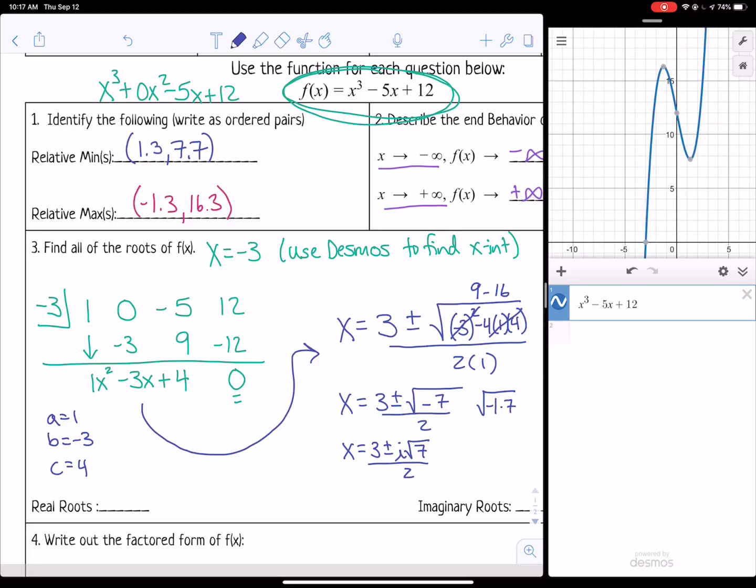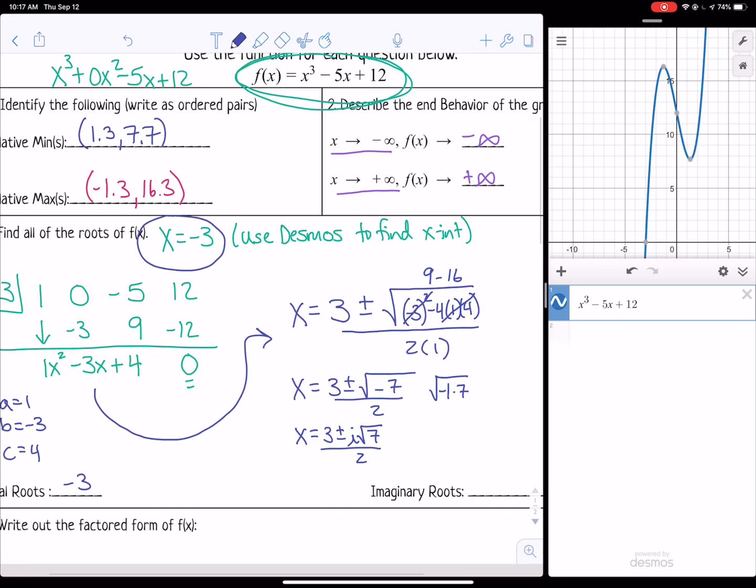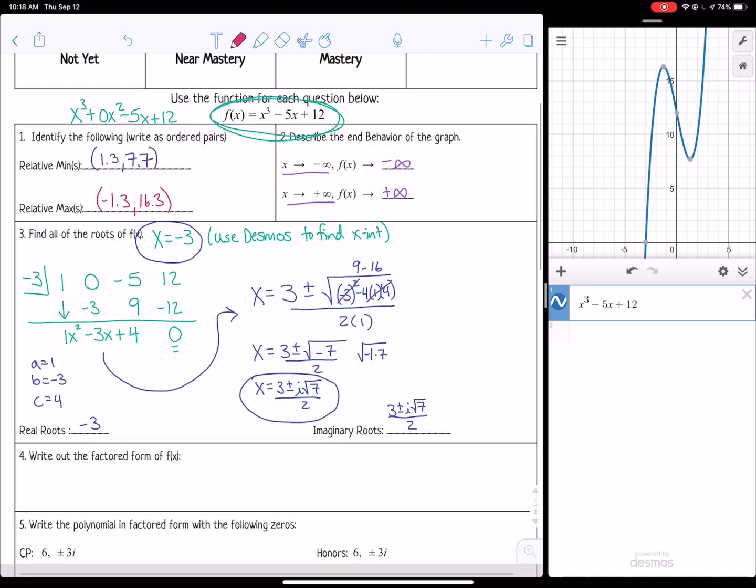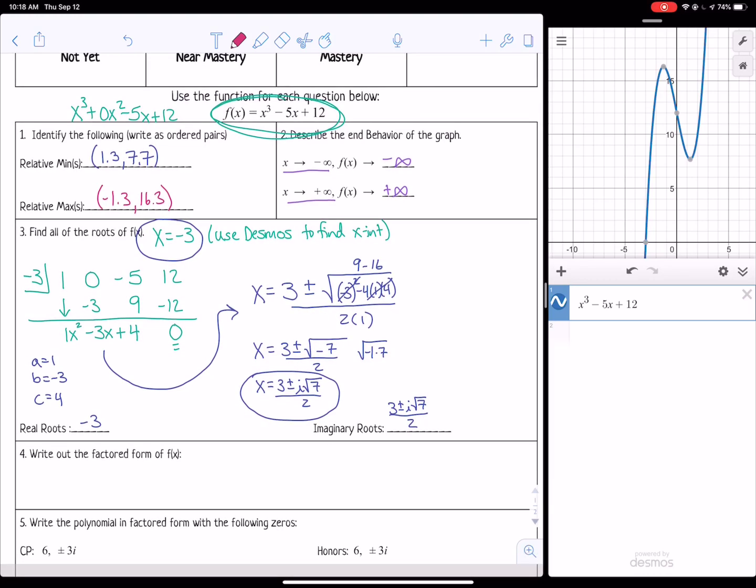And then last but not least, we just need to write our roots. So we have x equals -3 was our real root we started with from our graph. And these two are imaginary. And you can just transfer it down there or draw an arrow for me so I know that you know these are your imaginary roots. All right. Number 4 says write out the factored form of f of x. So we're still talking about this original function at the top of the page. Your factored form comes from number 3.